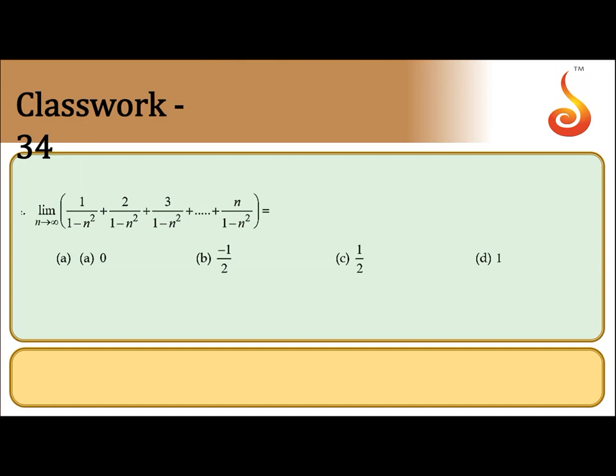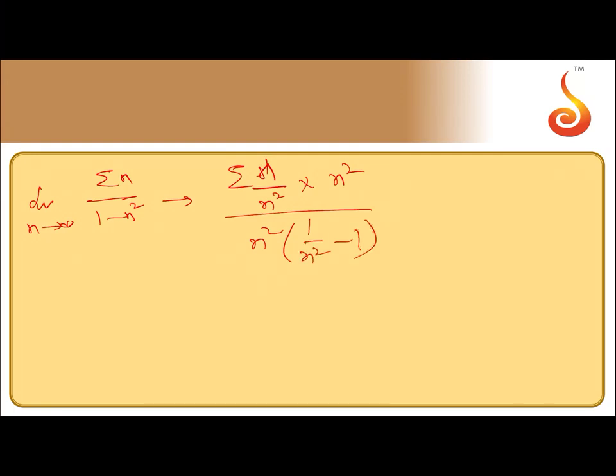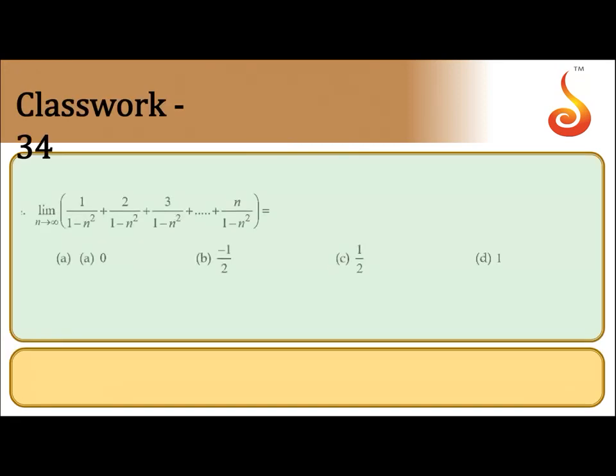Coming to the next one, of course the same limit continuation. The LCM is the same. The numerator is sigma n. So therefore, it is sigma n divided by 1 minus n square, limit n tends to infinity. As I told you, this can be written as sigma n divided by n square, multiplied by n square taken common, 1 by n square minus 1. So that these two get cancelled. As n tends to infinity, the answer for this one is 1 by 2 divided by 0 minus 1. So the result of the problem is minus half.